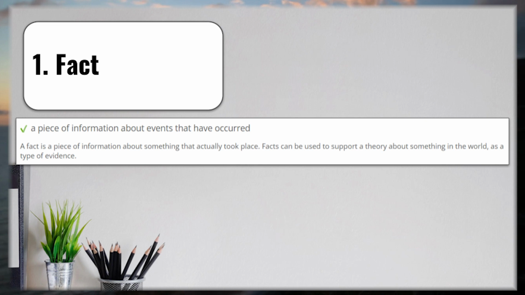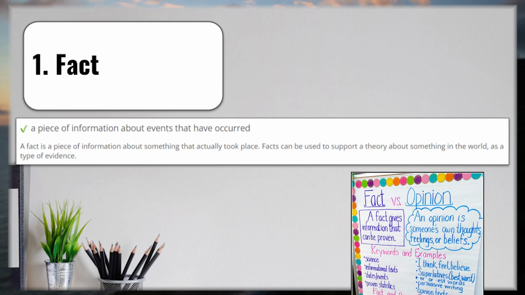those individual terms and definitions, starting with a word that is extremely important for any test you'll be taking. That word is fact. A fact is a piece of information about events that have occurred. A fact is a piece of information about something that actually took place. Facts can be used to support a theory about something in the world as a type of evidence. You'll see the word fact paired up with opinion a lot.